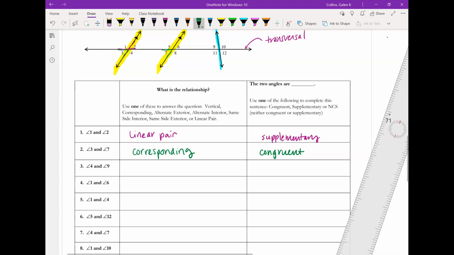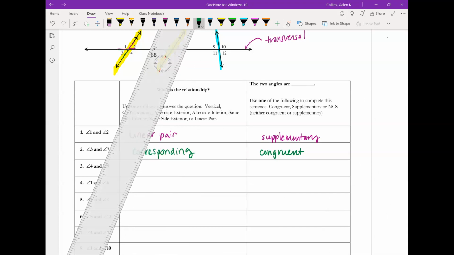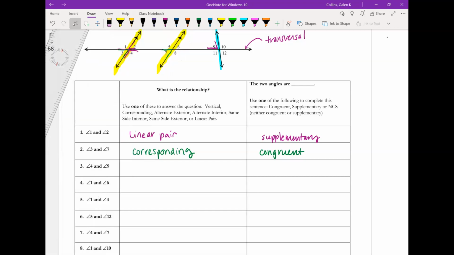All right, 4 and 9. I'm going to use my ruler to help us cover up the stuff we don't want to look at. I know it's still there, but just pretend you can't see it. When I look at angles 4 and 9, I'm only looking at the left line and the right line. And I notice that 4 and 9 are both on the interior of their intersections. So they're both interior angles, and they're on opposite or alternate sides of the transversal. So 4 and 9 are alternate interior angles. Even though there's some junk in the middle that we're not looking at, 4 and 9 are still alternate interior angles.